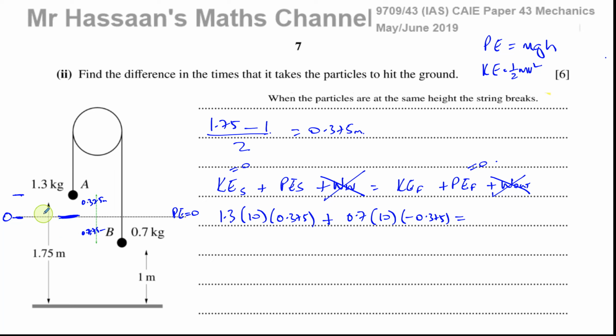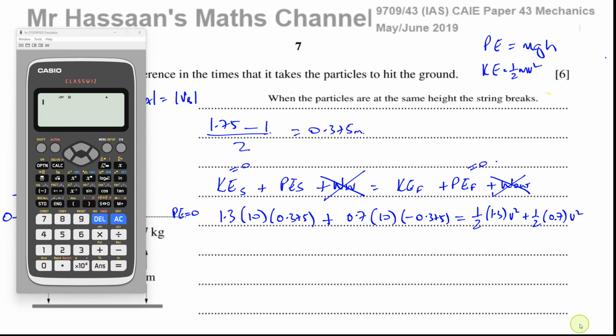But A is going to be moving at a certain speed, and B is going to be moving at the same speed. The magnitude of the velocity of A is the same as the magnitude of the velocity of B when they reach that level, because they're connected by the same light inextensible string. So we're going to have half mv squared: a half times the mass of A, which is 1.3, times v squared, plus a half times the mass of B, which is 0.7, times v squared. That v is the same in both cases.